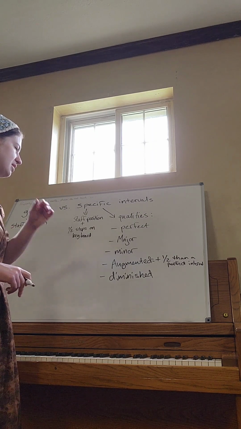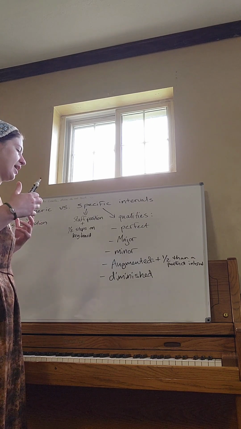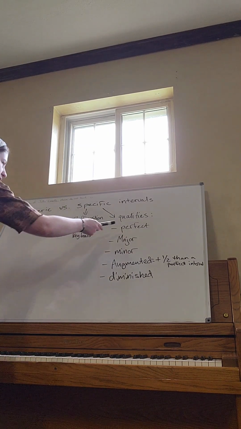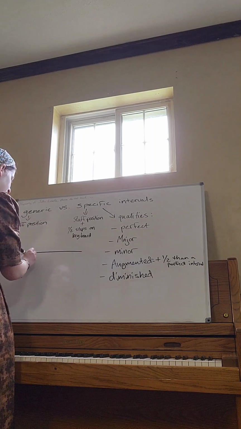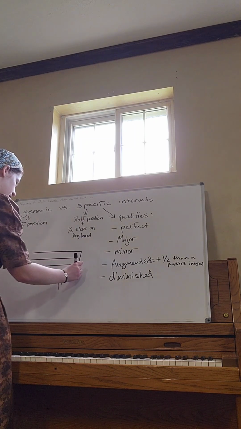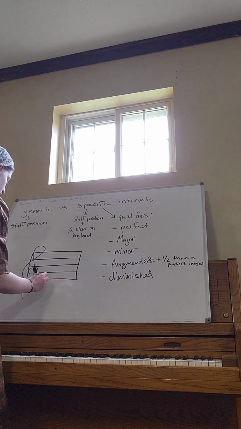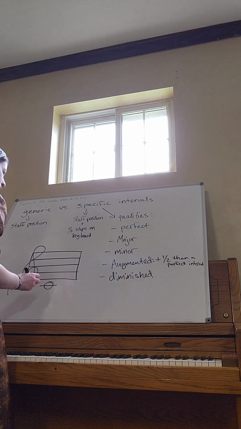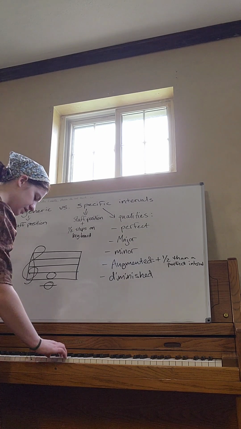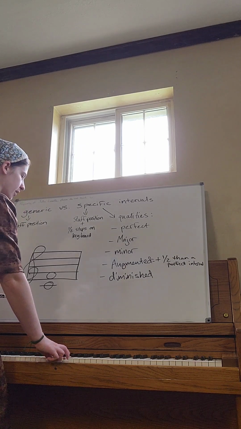So an augmented interval is always going to be one half step more than a perfect interval. For example, an example of a perfect interval is a perfect fourth. So we'll just draw a little sketch. Let's look at middle C. A perfect fourth from middle C is an F natural. And here's what it sounds like. That is a perfect fourth.